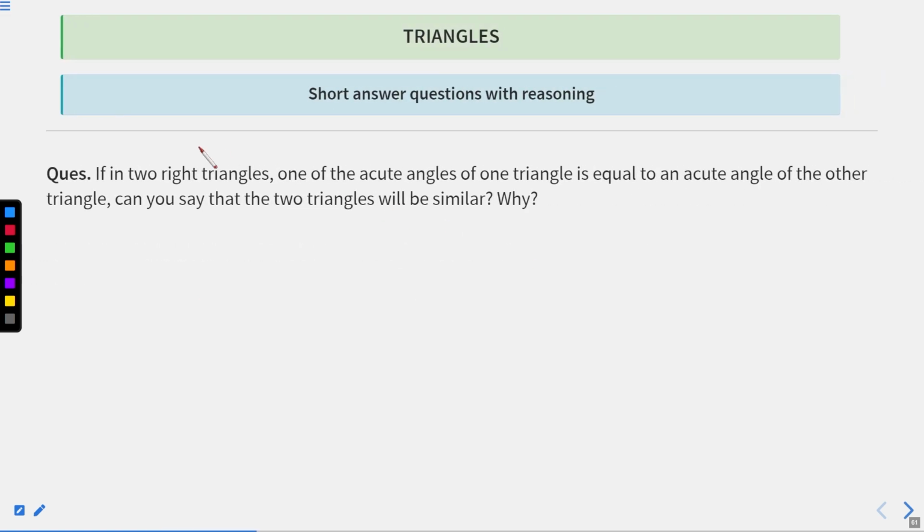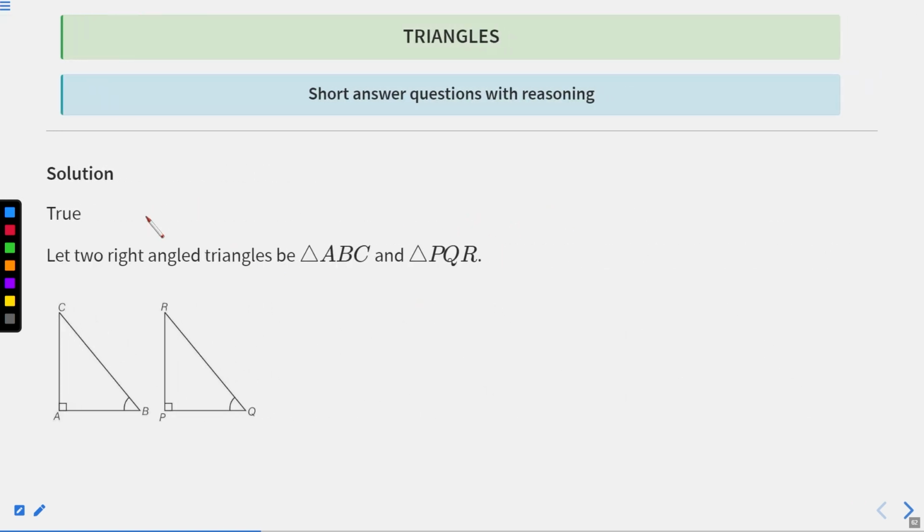And now in the next question, it says: if in two right triangles, one of the acute angles of one triangle is equal to an acute angle of the other triangle, can you say that the two triangles will be similar? Can you say that the two triangles will be similar, and why? So let us see the answer. Here the statement is true.